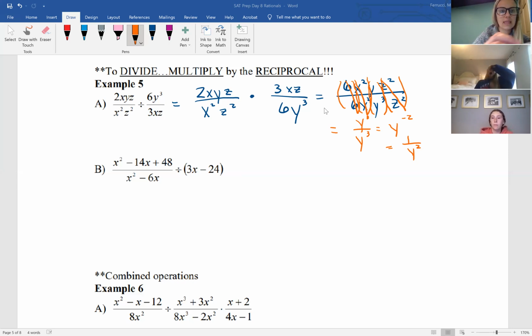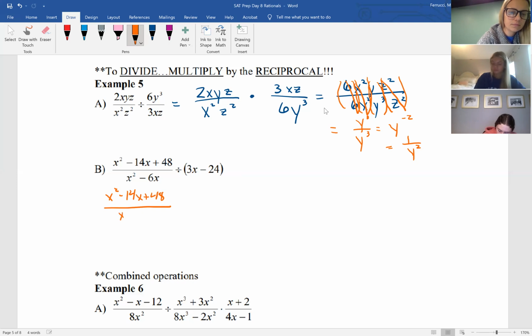So letter B we'll do together. This one's a keep, change, flip again. And I rewrite it first and then I start factoring. So I keep this, I change this. Because this isn't a fraction, make it 1 with a 1 on the denominator. So then you can flip it easier.